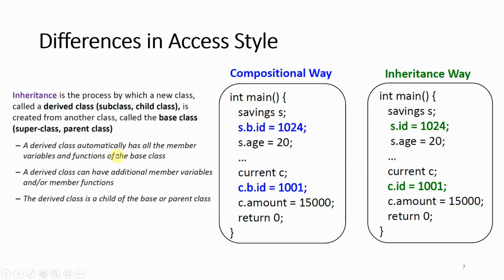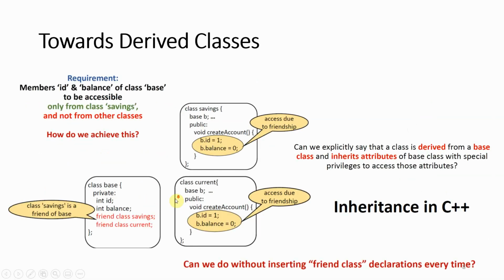A derived class automatically has all the member variables and functions of the base class, and can also have additional member variables or member functions, right? This derived class is the child of the base or parent class. This is basically what's happening here. So class base, class savings, right? So this is what's happening here.